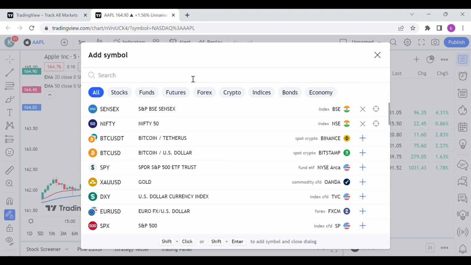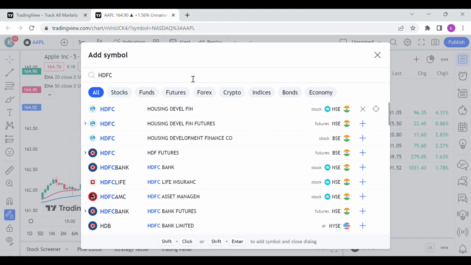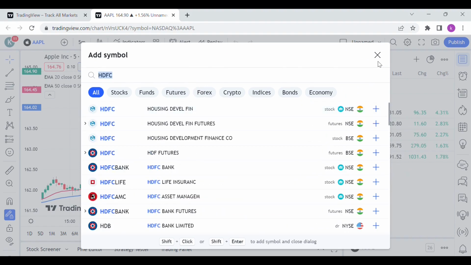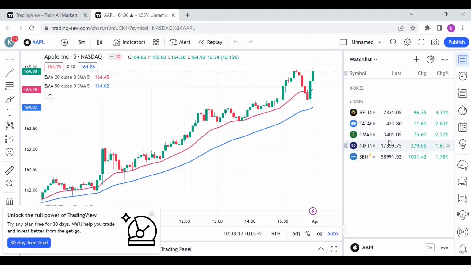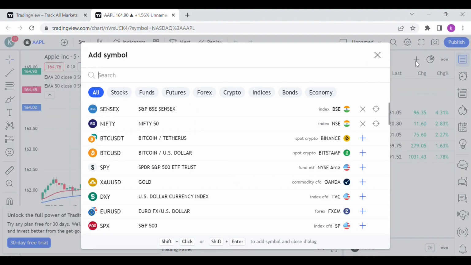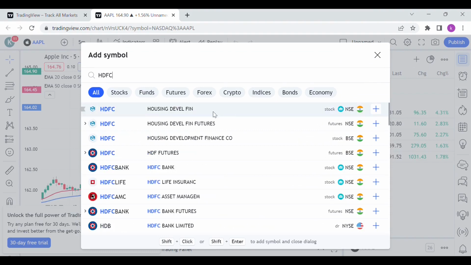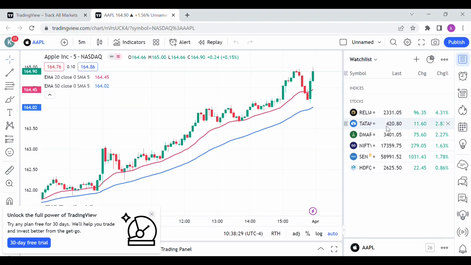I just want to add a stock, for example HDFC. You just need to select the stock, where NSE is our exchange. Then click the plus icon, and you can see HDFC has been displayed here.